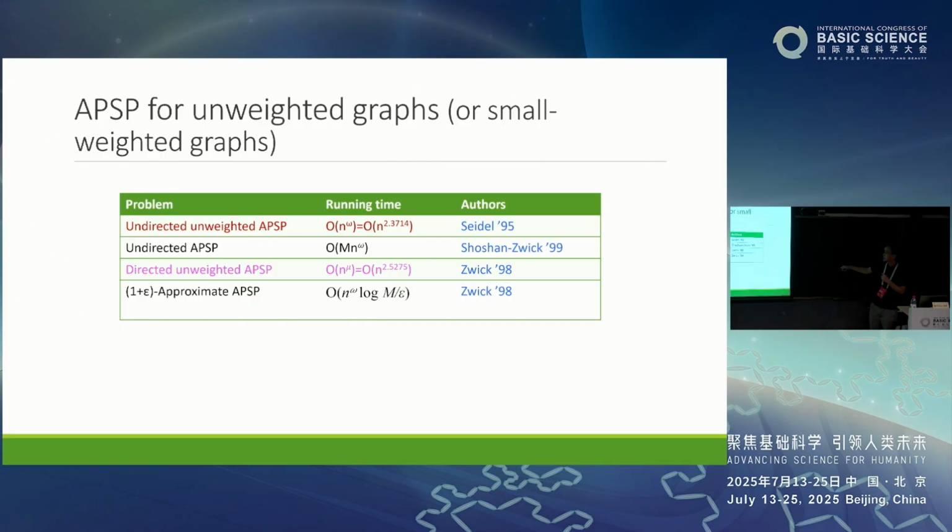And if we want a 1 plus epsilon approximate all-pairs shortest path, it is like n to the omega times log W over epsilon. So for such cases, it can be accelerated by matrix multiplication.